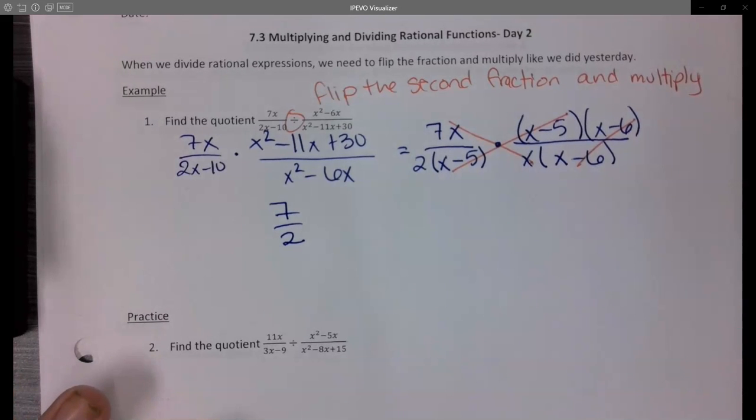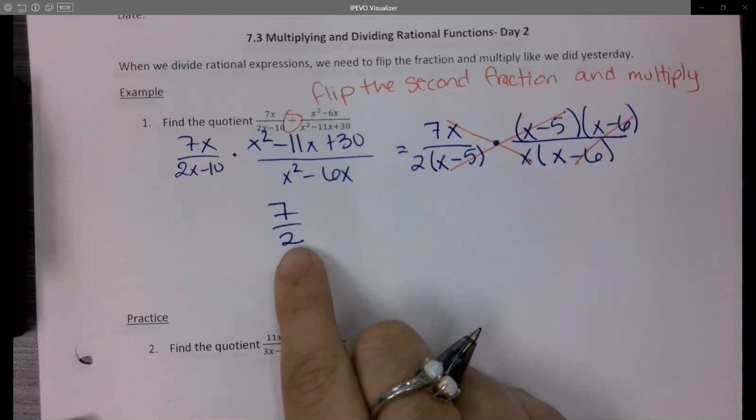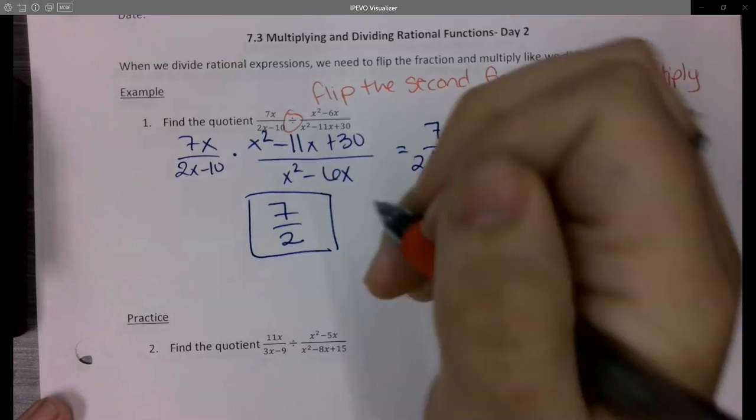Do I need to say what x can't equal? Do I need to say, like, x can't equal 0? Is there even an x in my final answer? No. So I only have to say what x can't equal when there's an x in the final answer.